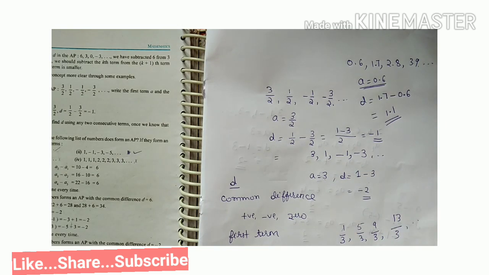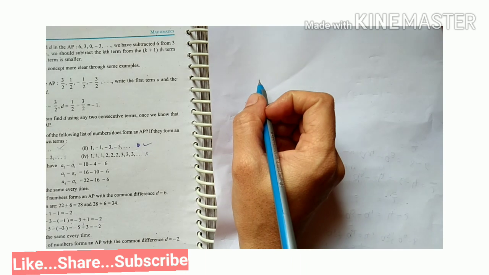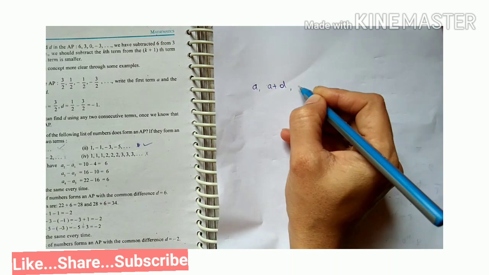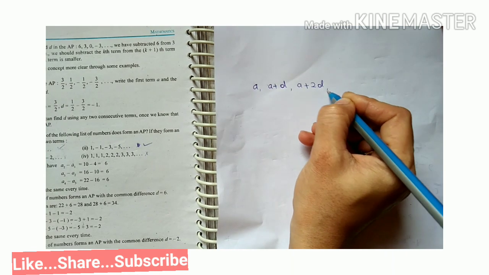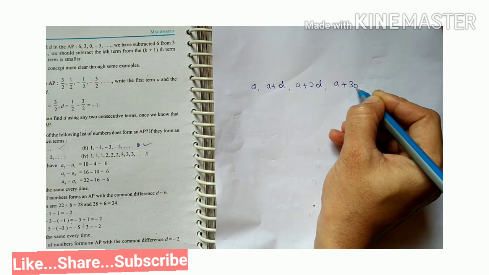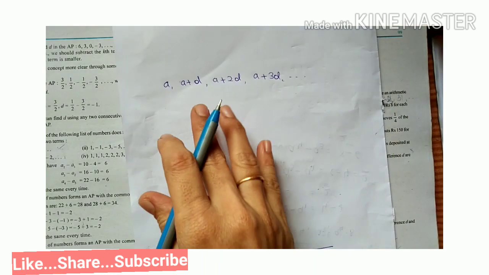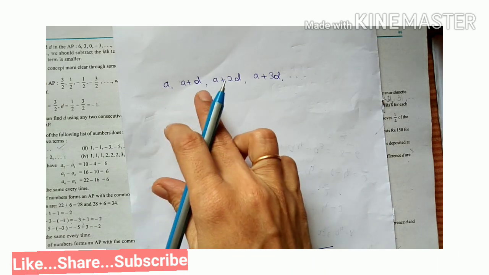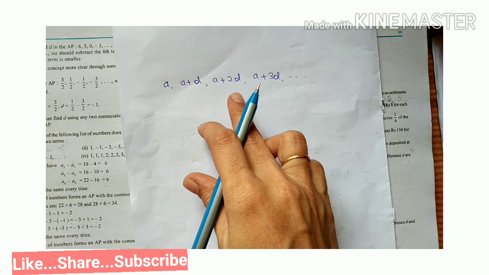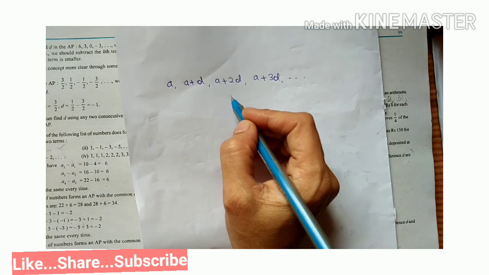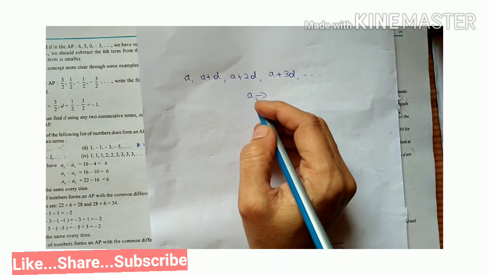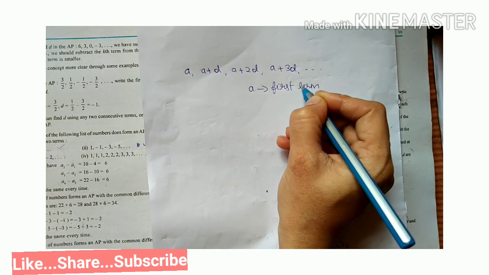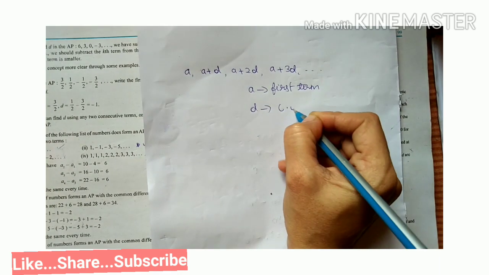Standard form or general form of an AP: A, A plus D, A plus 2D, A plus 3D. General form of an arithmetic progression: A, A plus D, A plus 2D, A plus 3D, where A is first term, D is common difference.